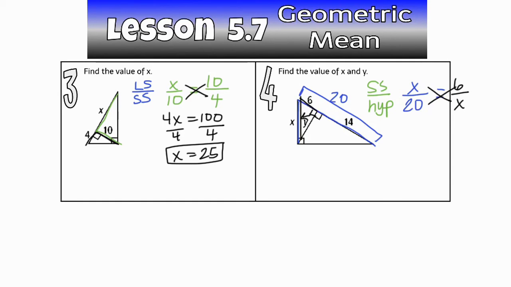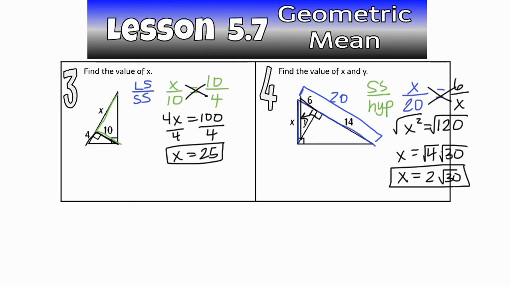So then cross multiply, and I get x squared is equal to 120. Ooh, not 80. 120, and then I'm going to take the square root of each side, and so x is going to be equal to the square root of 4 times the square root of 30, and so therefore x is going to be equal to 2 square root of 30. We'll just leave that there. All right, so now we need to find y.